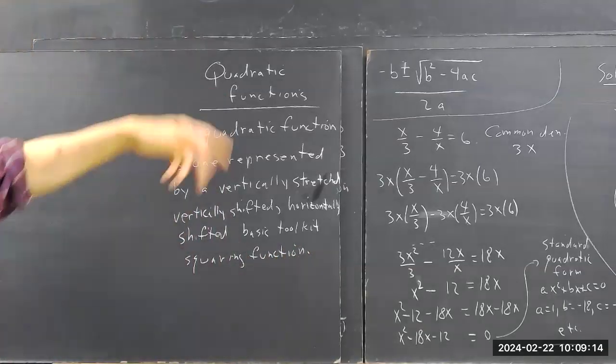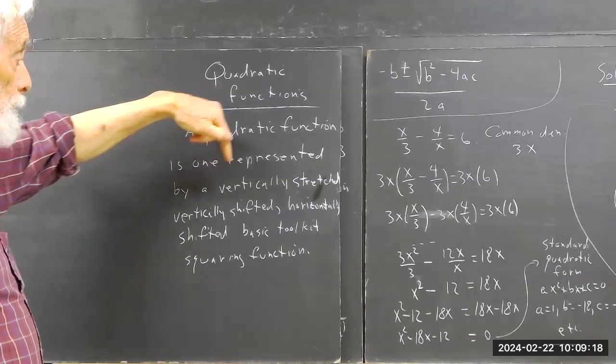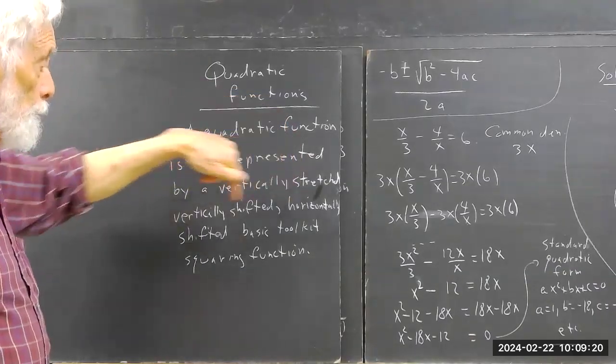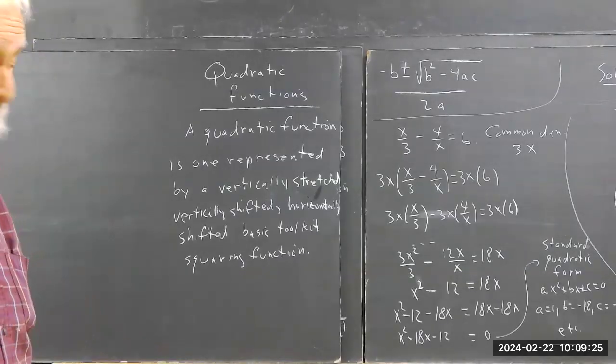Well, let me read it to you. I should have probably written that out when I didn't have the camera. A quadratic function is one represented by a vertically stretched, vertically shifted, horizontally shifted basic toolkit function, the squaring function. Okay, there it is.